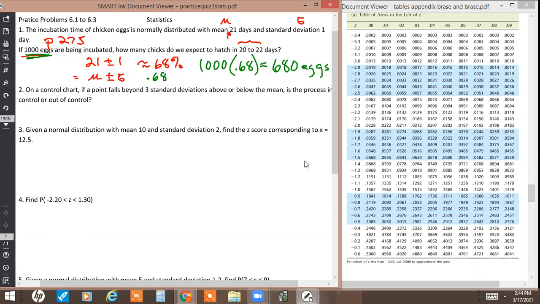Problem number 2, control charts. The out of control signals for a control chart are on page 279 in your textbook. On a control chart, if a point falls beyond 3 standard deviations above or below the mean, is the process in control or out of control? That's signal number 1 on page 279. If you have something that falls even 1 point beyond 3 standard deviations, it is out of control.